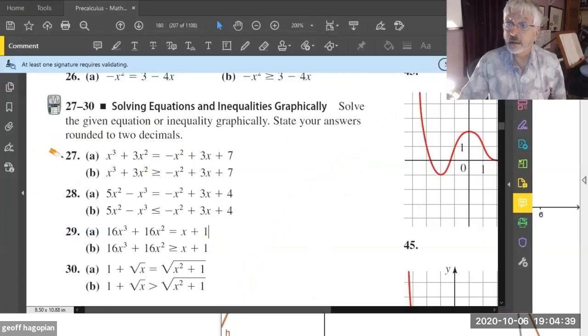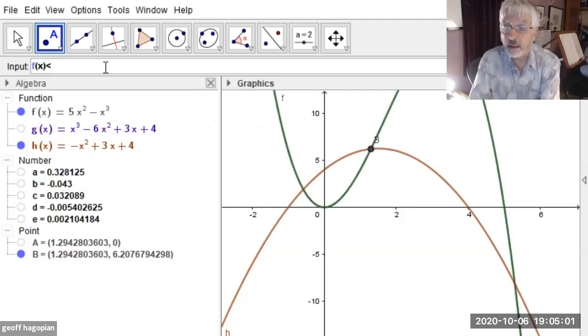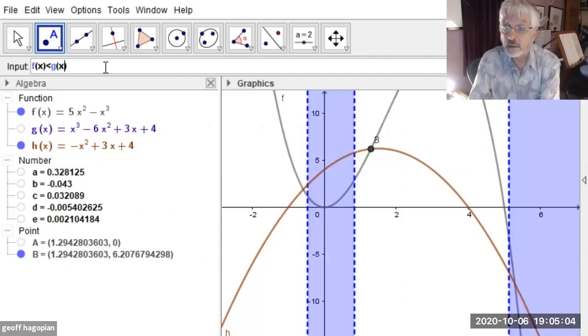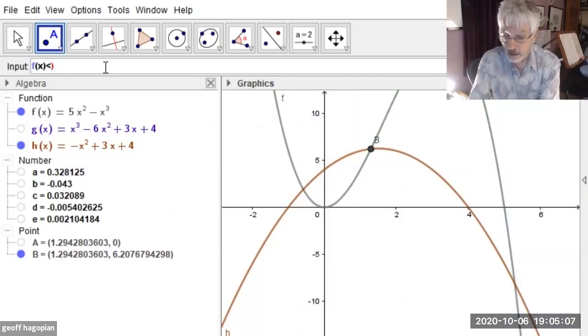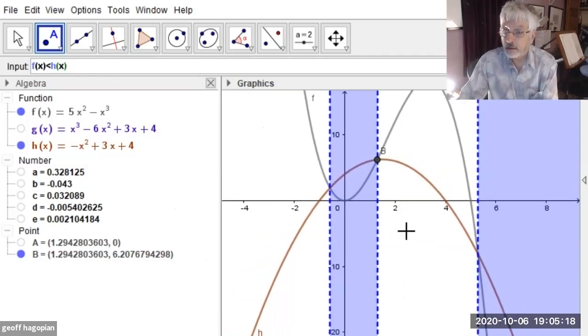they ask us to solve the inequality, right? That 5x squared minus x cubed is less than this other thing, right? So in GeoGebra, if we're going to use the technology, we can say, well, that's saying that f of x is less than h of x. Oh, that's g of x, h of x. And GeoGebra is pretty friendly about that, right? It says, yeah, here are the intervals where that's true.